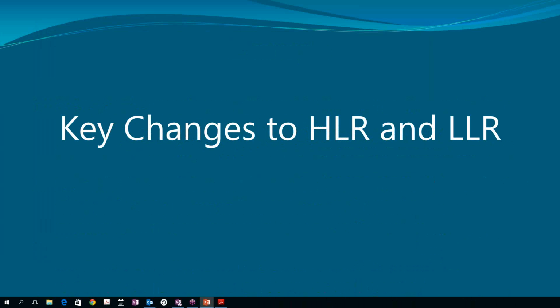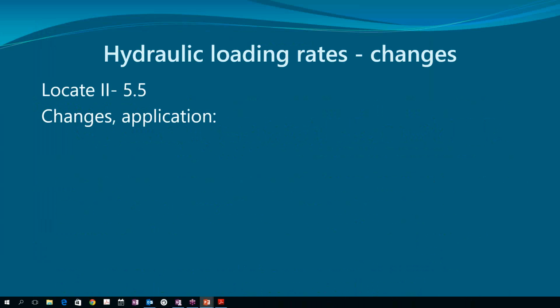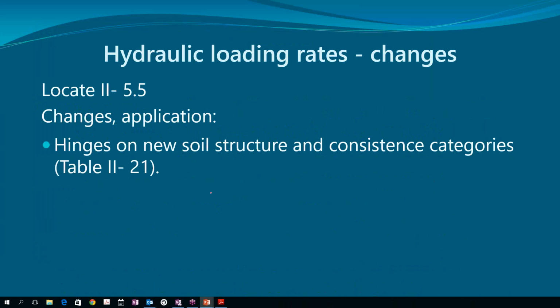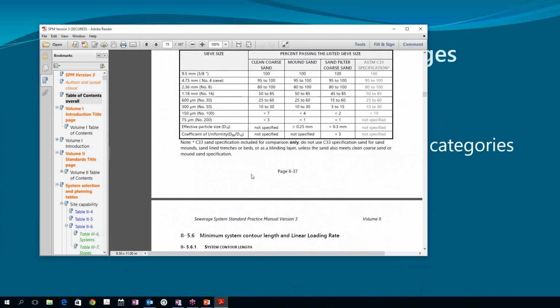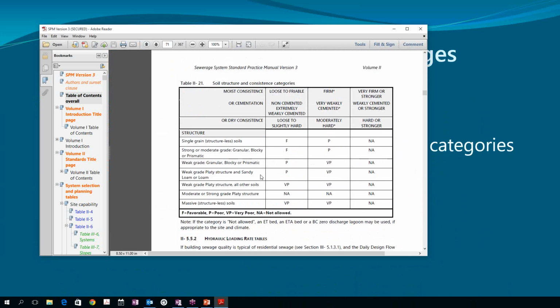So let's look at some key changes in version 3 of the SPM as compared to volume 2, and they're pretty significant. In volume 2, 5.5, it hinges on new soil structure and consistence categories, table 221, and that's that favorable, poor, very poor, or not allowed. So let's have a quick look. Table 221. Table 221 gives us this soil structure.